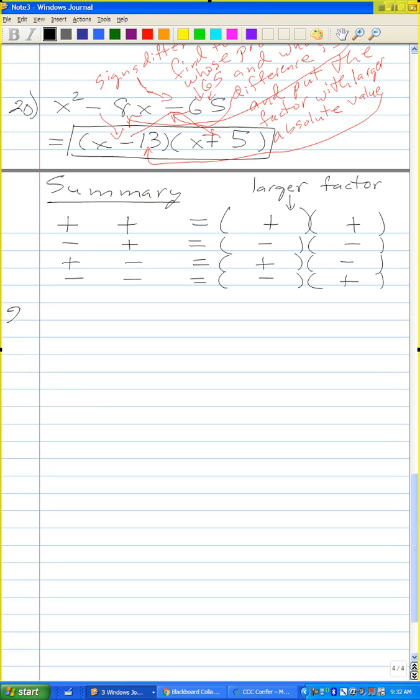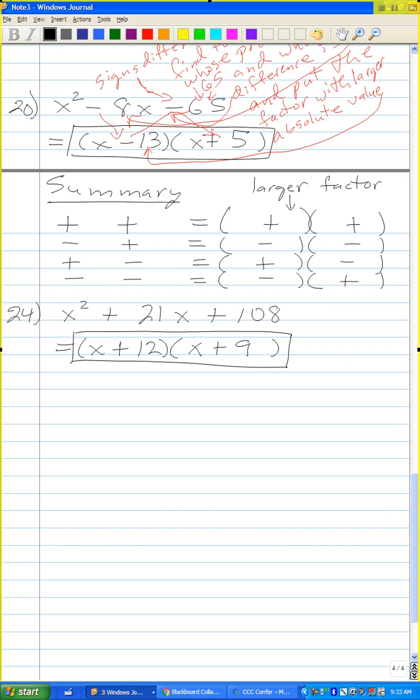So let me do problem number 24. X squared plus 21x plus 108. So this is x, x. Drop down the plus times plus is plus. I want two whole numbers whose product is 108 and whose sum is 21, 12 and 9. And I'll put the larger factor 12 first.